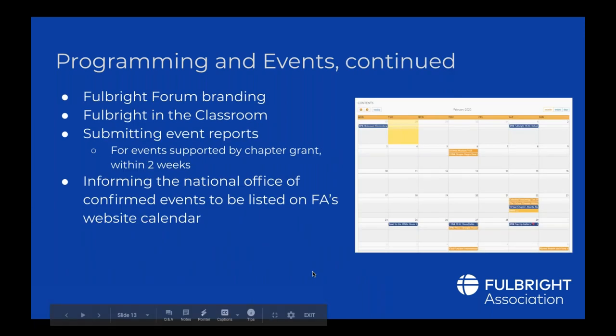A little bit more on events. The Fulbright Forums, we've talked about this. Many of you are already doing Fulbright Forum, which is when you have speakers or panels, something for learning and educational purposes. We want these to be branded as Fulbright Forum so that this is something we can talk about doing across chapters, across the country.